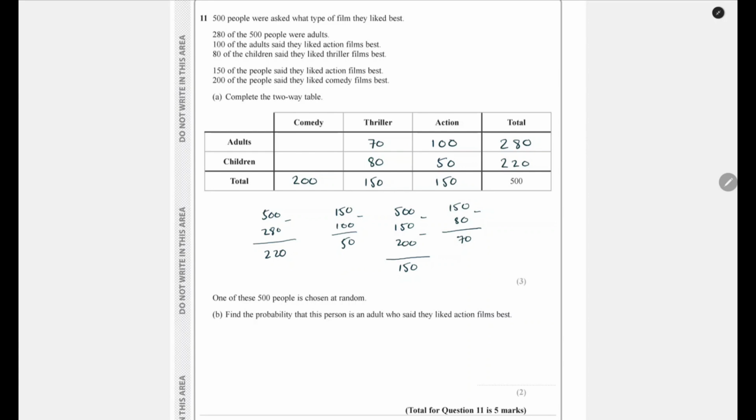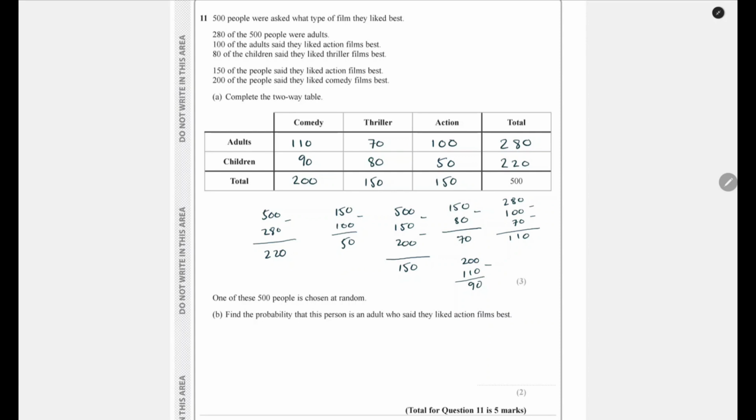And then finally, we can work out the numbers for comedy. So let's start with the adults. That's 280 adults in total, minus 100 for action, minus 70 for thriller, and that gives us 110. So 110 of the adults prefer comedy. And so then to work out the number of children that like comedy, that will be 200 minus 110. That gives us 90. And that is our table completed.